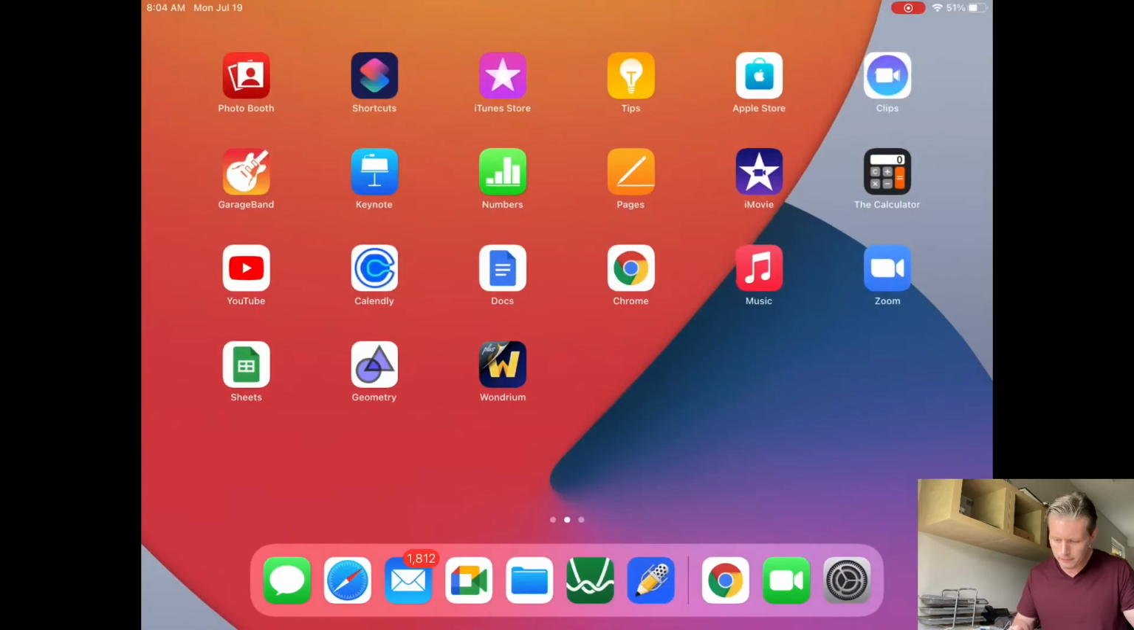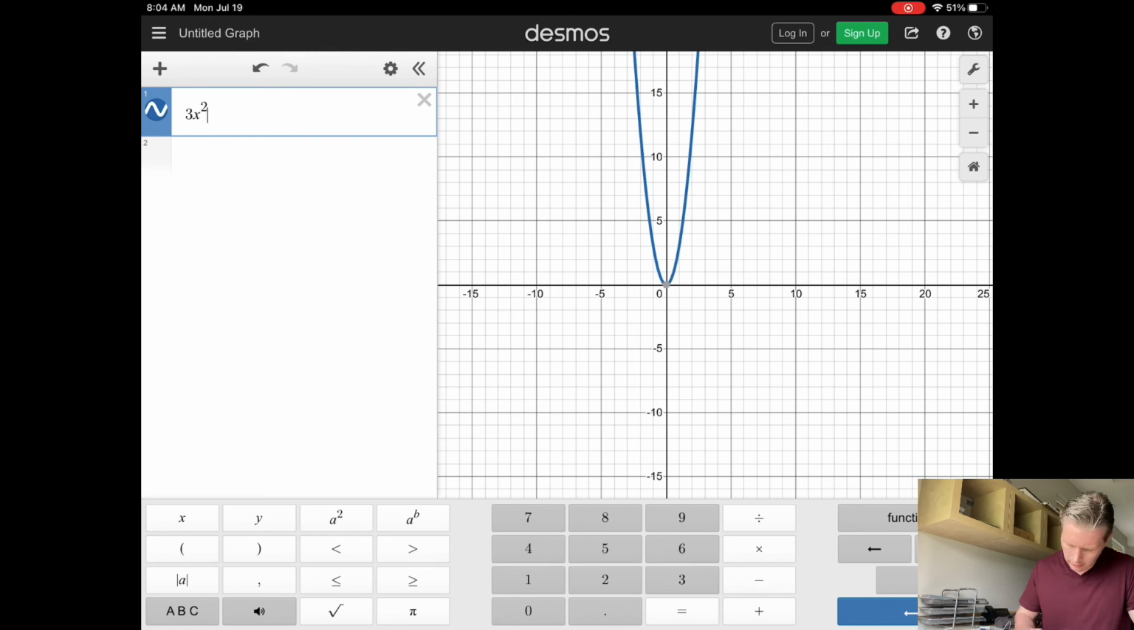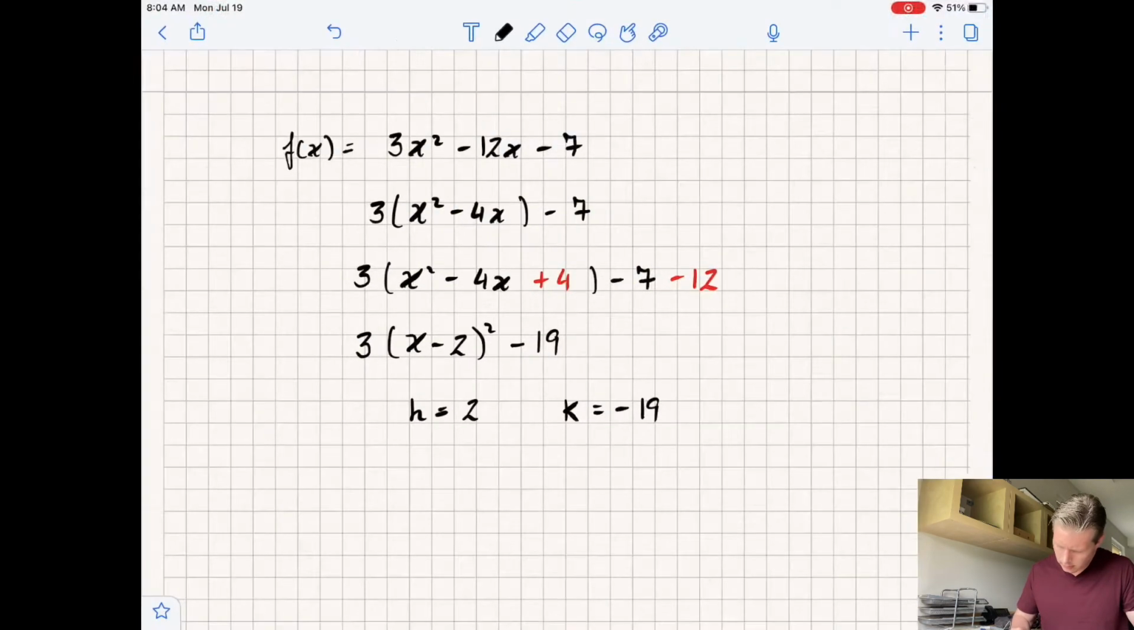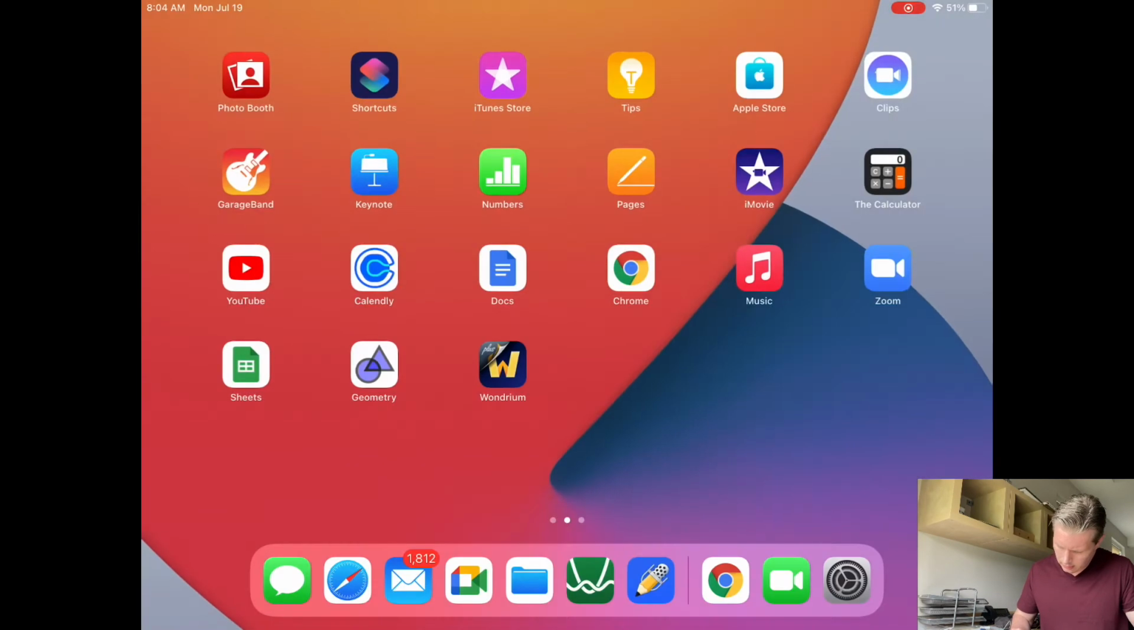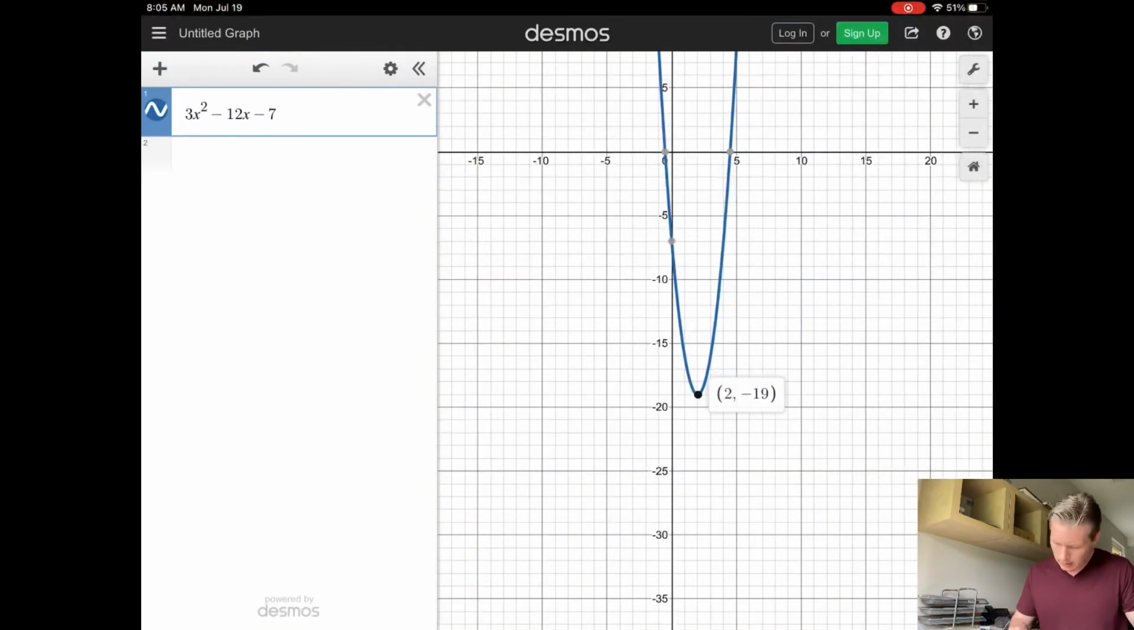Let me just graph that over here. So I will have 3x squared minus 12x minus 7, and we see indeed here my h was 2, my k was negative 19, and my vertex is indeed 2, negative 19, and that is indeed what you find when you graph these on your graphing utility. You can confirm that for yourself.